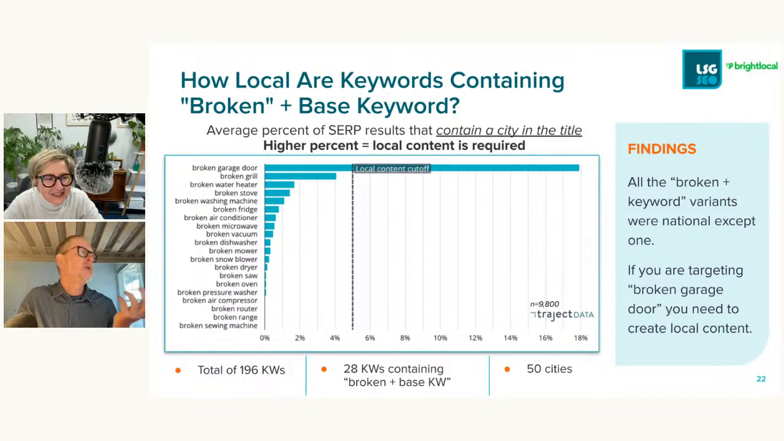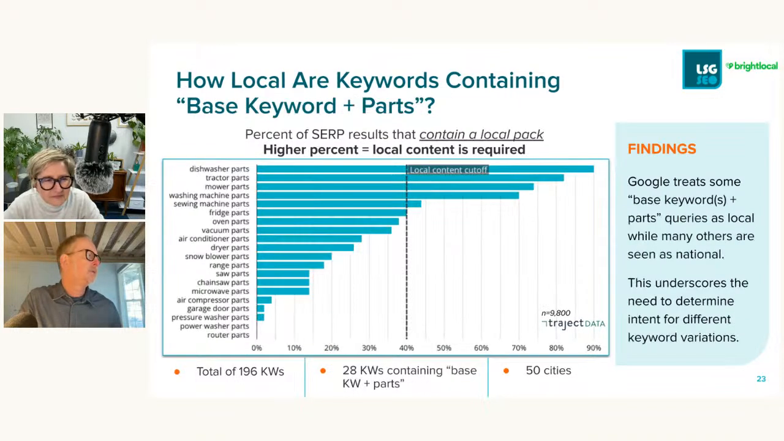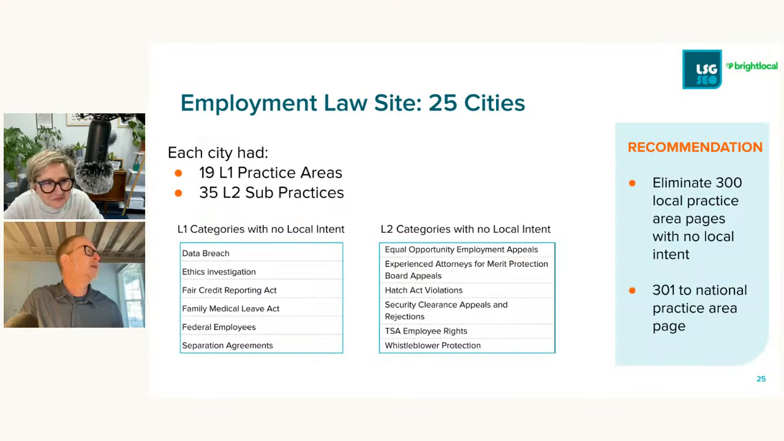So anyhow, again, you can't just make total blanket generalities. Oh, we did this research, and so anything broken is not going to need local. You really have to look at each keyword and figure out if it's appropriate. Because in this case, we told them, hey, you guys need local pages for your broken garage door stuff. Let's just go beyond that. I think we've exhausted this. This is another interesting way to look at it.